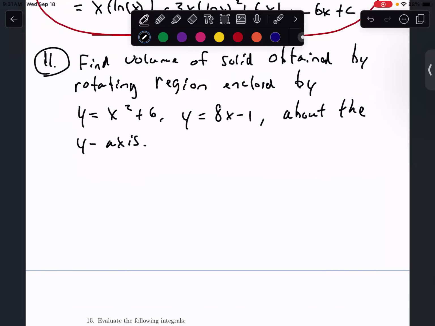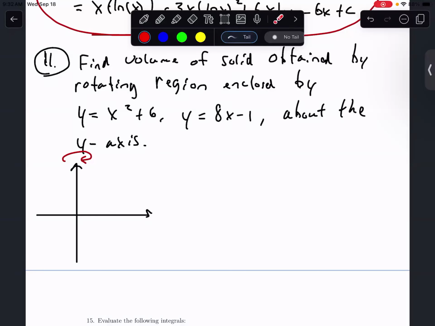Okay, so what we want to do here, I like just drawing the pictures to make sure we understand what's going on. So we're going to have the following graph. And the axis of rotation is going to be the y-axis. So I'm going to draw this little arrow here to denote this is what we're rotating about. And the first thing you generally want to do here, after drawing the axes or maybe before, is find the points of intersection between the two curves. So you're going to set them equal to one another.